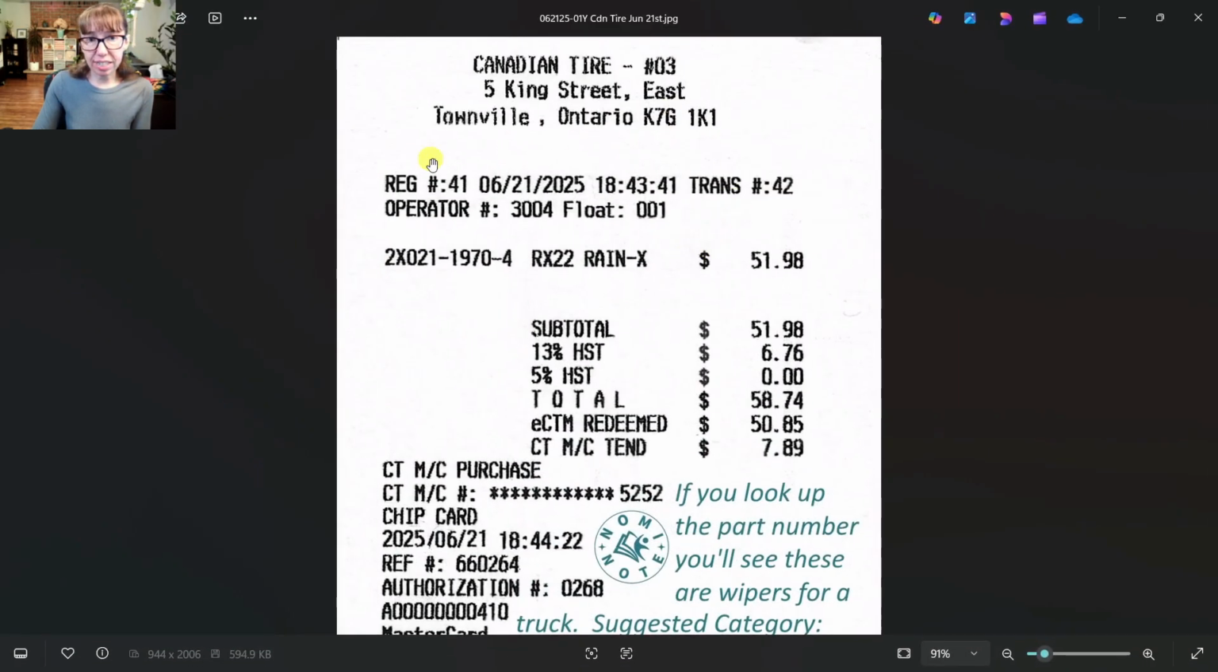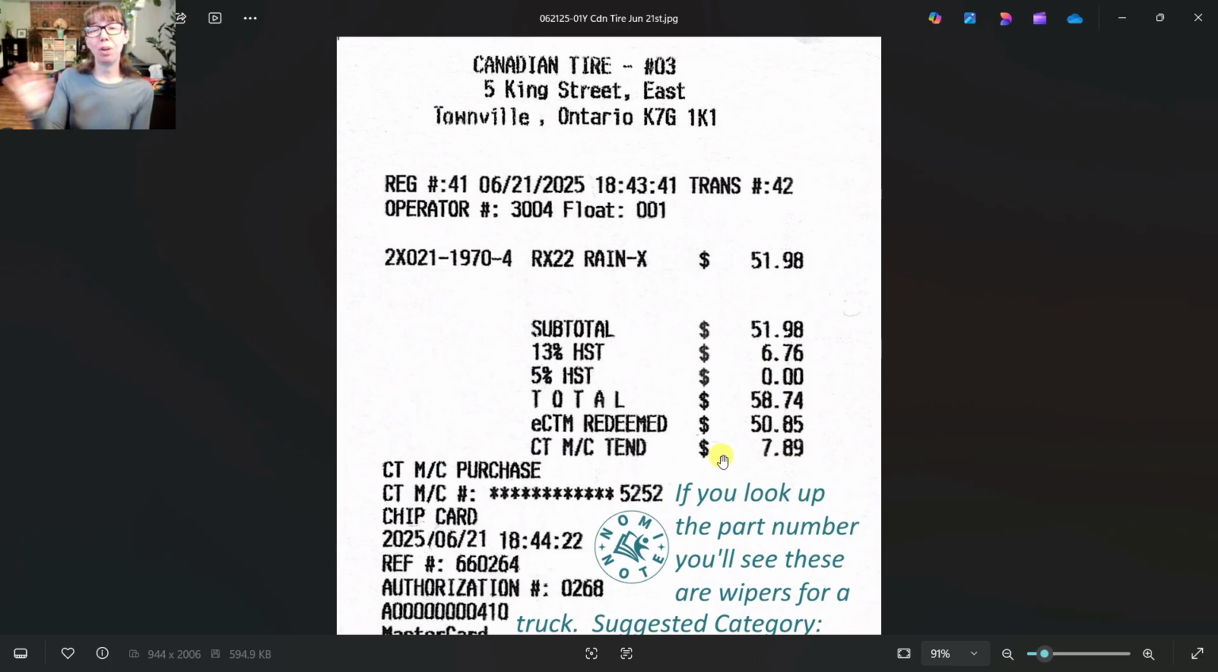This is a great receipt. We can see we've got Rain-X being purchased. If you look up this part number on CdnTire.ca, you'll see that they're actually wipers for a truck. And so we're going to assume that this is wipers for the new truck that was purchased, so it's vehicle expense. And what makes this a fun one for us to do today is that Cdn Tire money was redeemed.